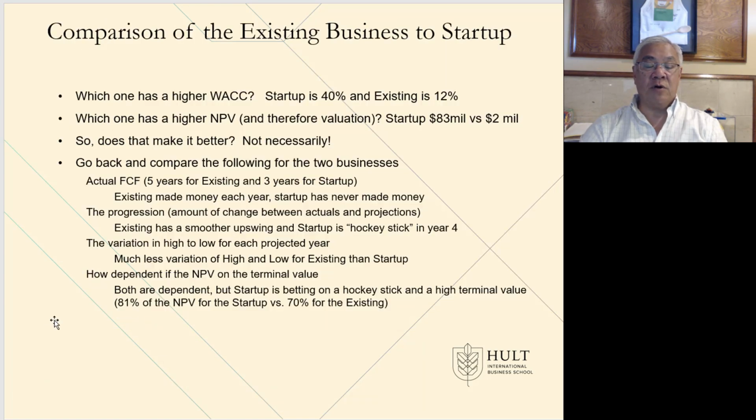So that gives us a more complete picture: there's a higher WACC for a reason for the startup, because it's high risk. It has a higher NPV because we have very optimistic assumptions about where it's going to go. And there are indicators as to why it looks like higher risk.